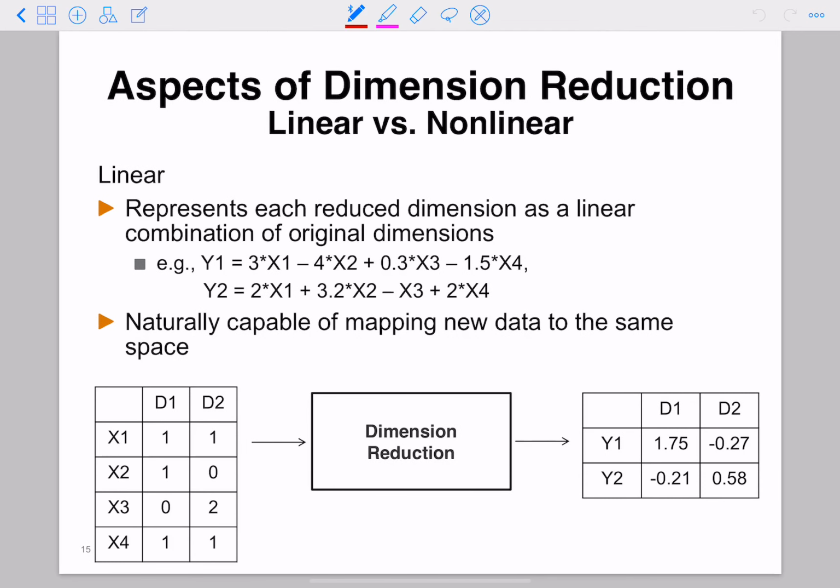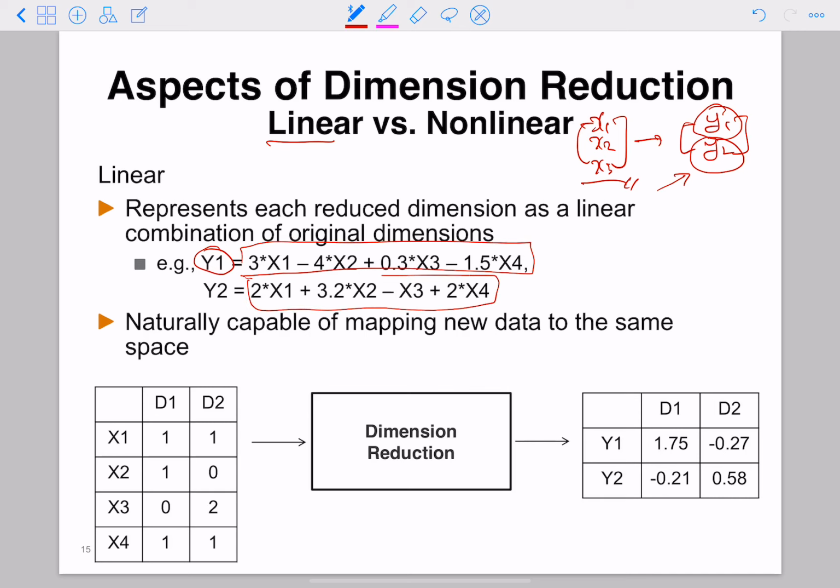In the case of a linear dimension reduction method, x1, x2, x3 is reduced into y1 and y2. So each 3-dimensional feature vector is reduced into a 2-dimensional vector, and each of our reduced or output dimensions is represented as a linear combination of the input or original high-dimensional features. If a method falls into this category, it is called a linear dimension reduction method.